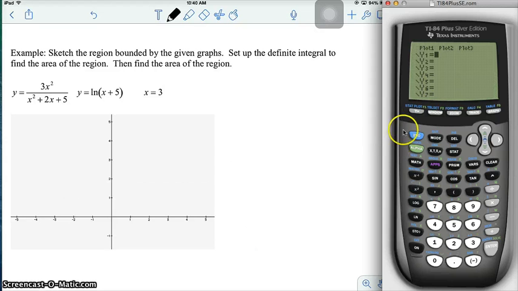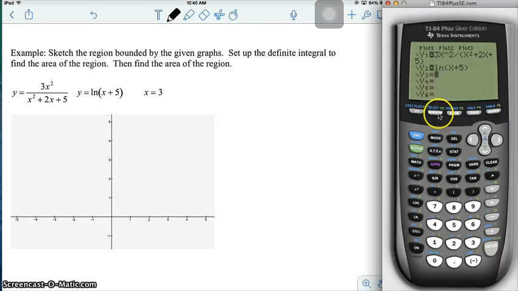So now let's type in these two so we can find out what they are. Okay, so 3x, I like this button, square, divide by, because we're dividing so many things, we need to put it in parentheses. x square plus 2x plus 5, close parenthesis, push enter. Second one, ln is right here, dedicated button, x plus 5, close parenthesis.